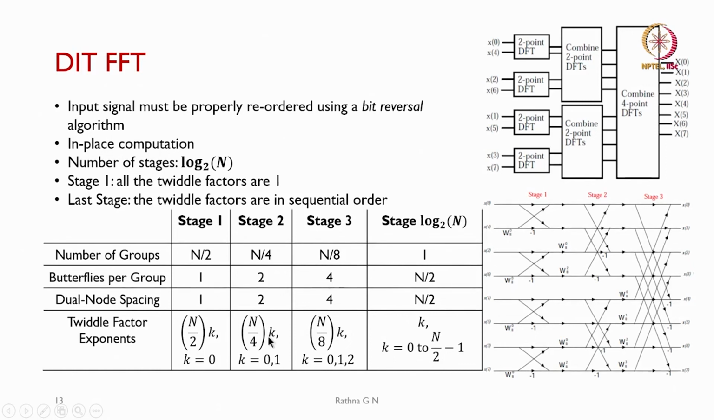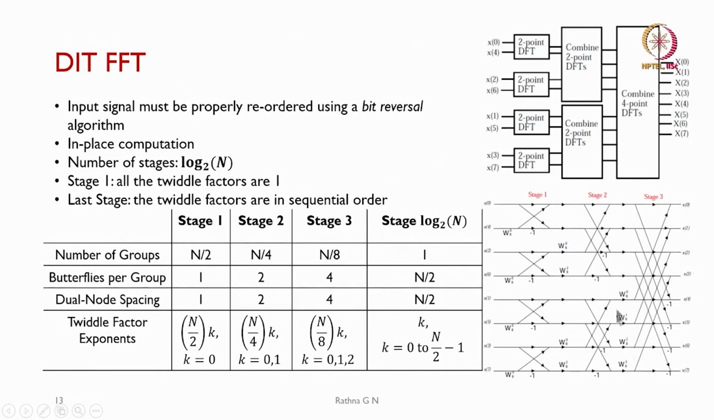So, in the second stage what we are going to have is n by 4 into k, k will be going between 0 and 1. So, you will be seeing that this is W_8^0 and then k will be 1, then it is going to be W_8^2 in this case. The last stage, our stage 3 in this case, is going to have n by 2 into k, with 0, 1 and 2 as the values. So, W_8^0, W_8^1, W_8^2 and W_8^3.